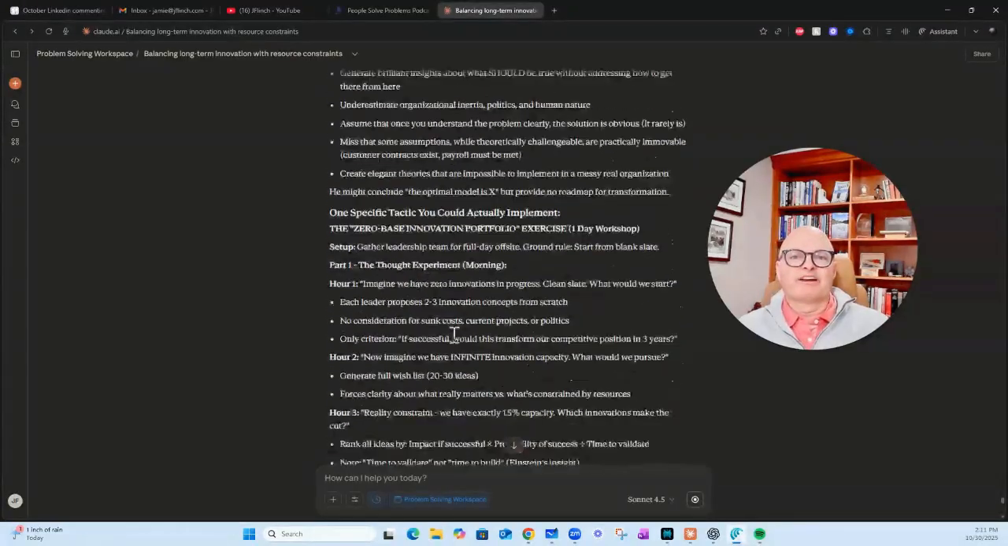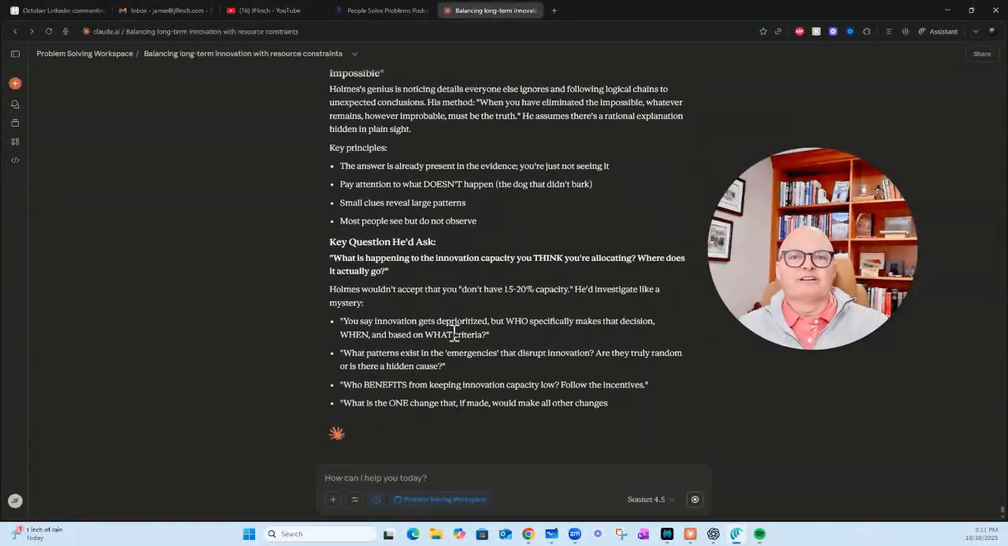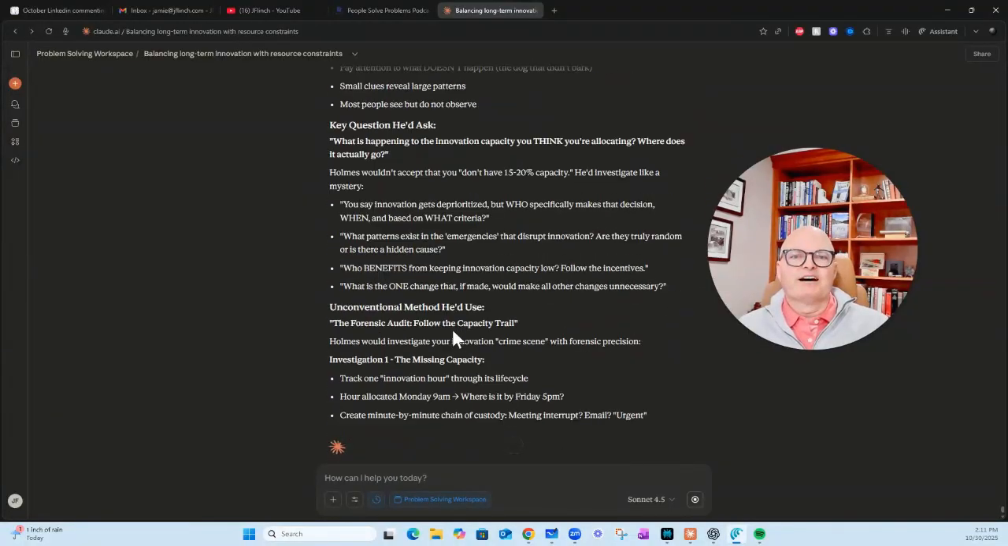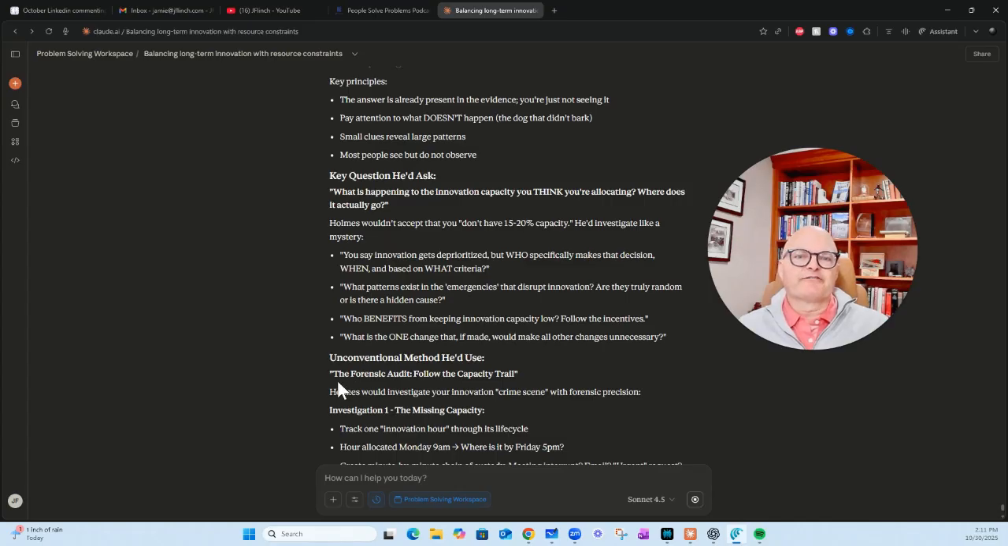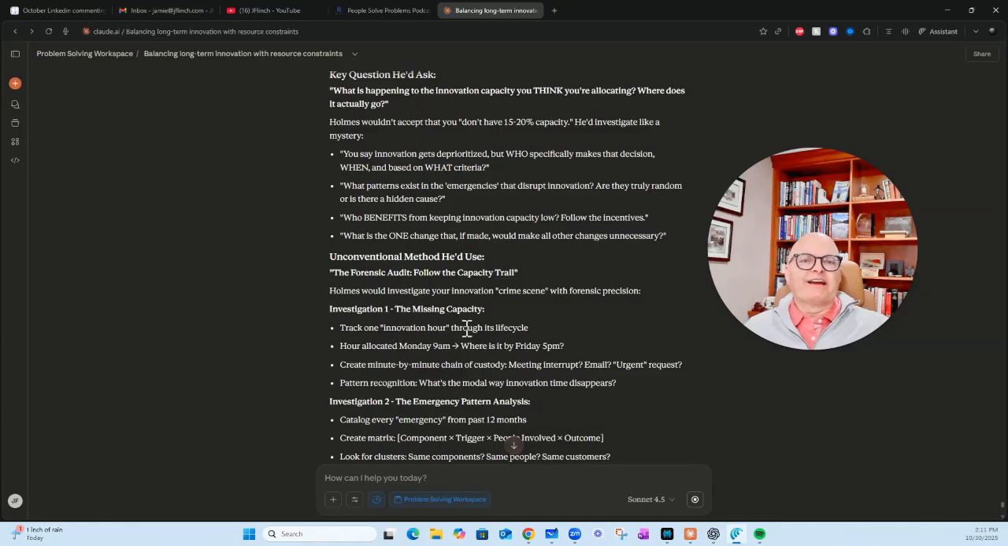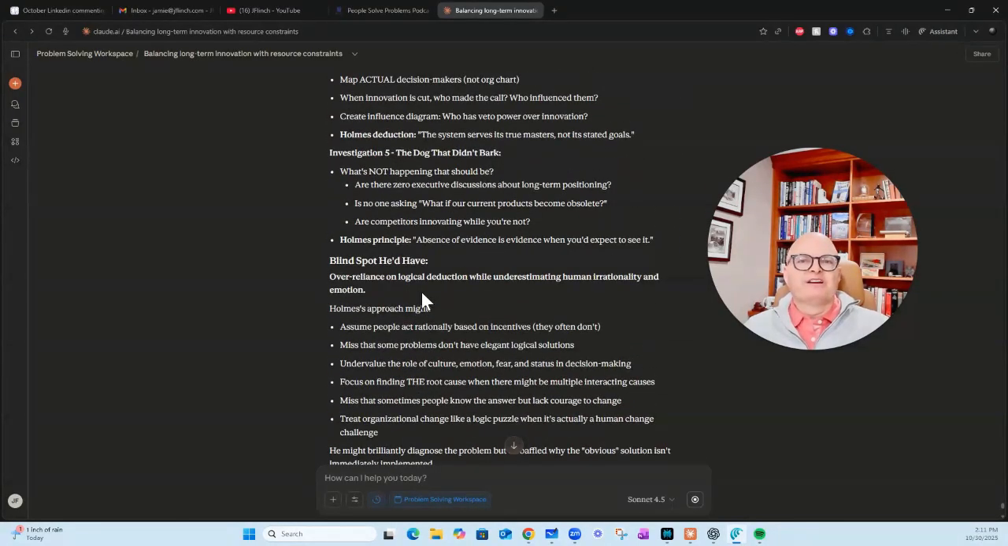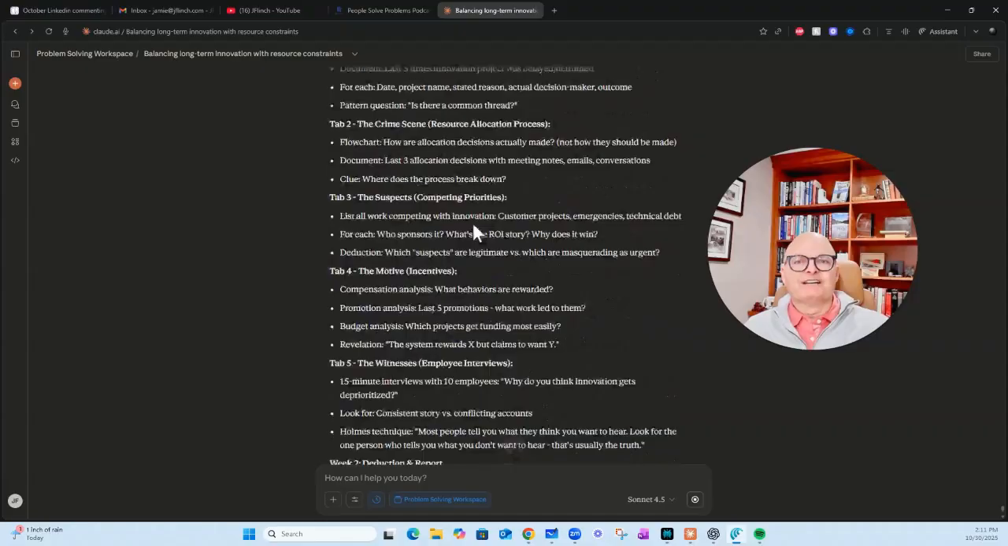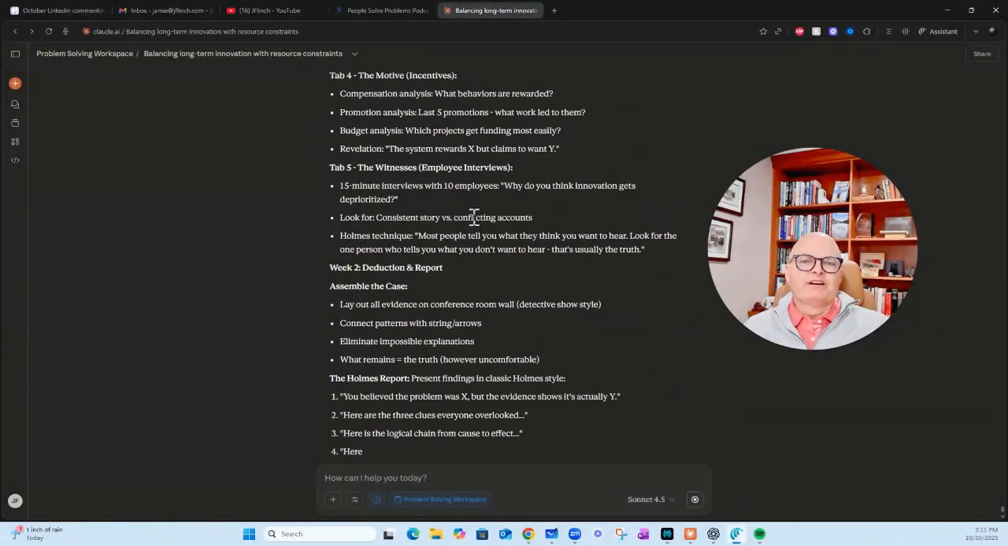So I'm going to jump on. I'm kind of curious if we've gotten down to Sherlock Holmes. Unconventional method, the forensic audit. Follow the capacity trail, right? Kind of already gotten to this idea. Track one innovation hour through its life cycle. So it's going through some approach, but it's basically a crime scene investigation is what it's trying to do. And this is less a solution, more likely to go find a solution in this particular case. So this will keep going for a little bit. We don't need to see the whole thing.